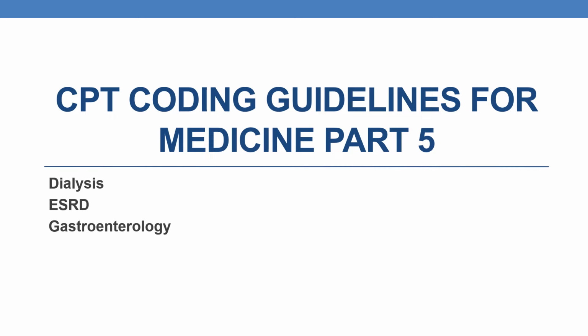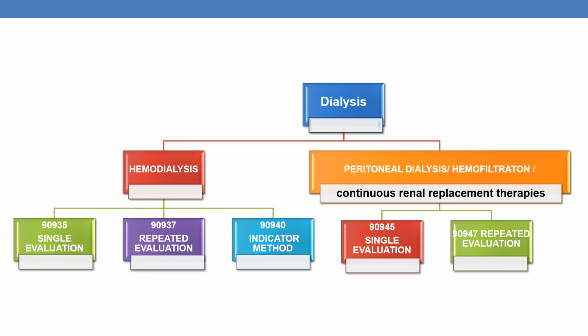Hello everyone, now let us discuss CPT coding guidelines for medicine part 5. In the current session, we will be discussing dialysis, ESRD and gastroenterology. First of all, coming to CPTs related to dialysis. Dialysis can be broadly categorized into two types.